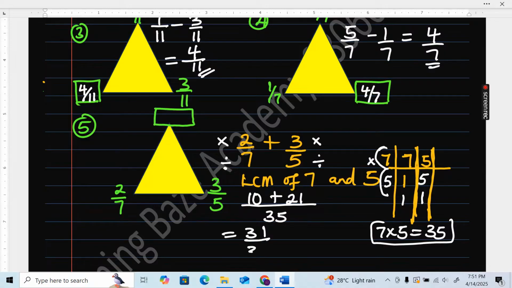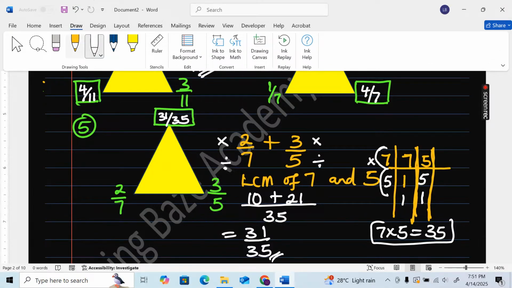Then we have over 35. What can divide? Nothing can divide. So our answer will be 31 over 35. This is the lowest term. So the final answer is 31 over 35. So go ahead quickly and write that down.